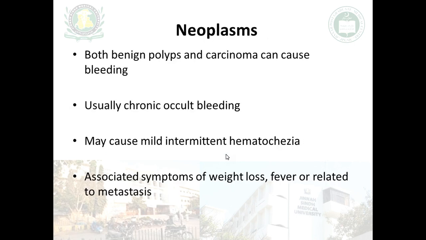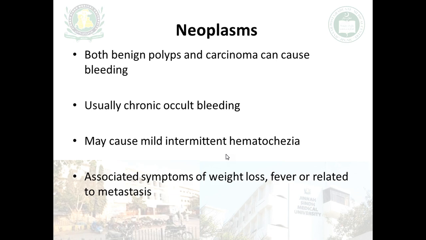Neoplasms, malignancies or benign lesions. Both benign polyps and carcinomas can cause bleeding. Neoplasms can be benign or malignant. Benign ones are usually polyps, the colonic polyps. They both bleed.